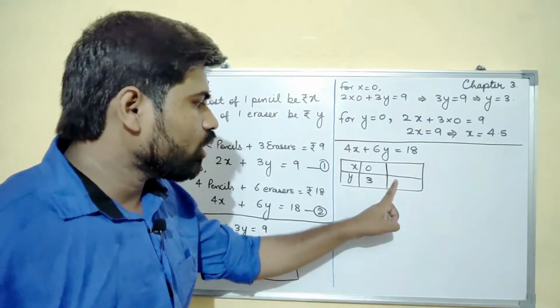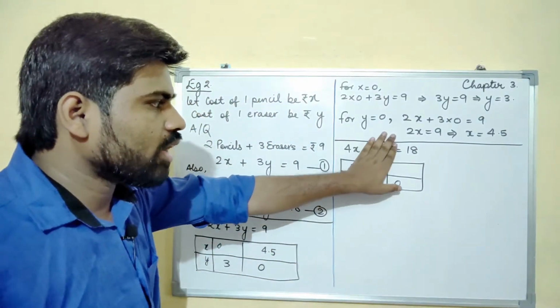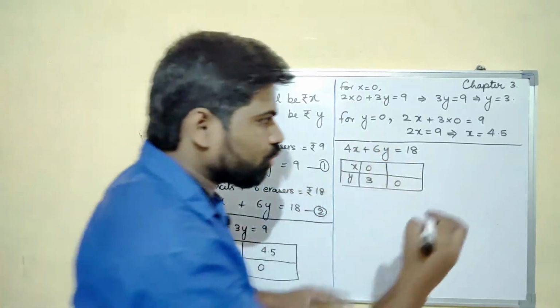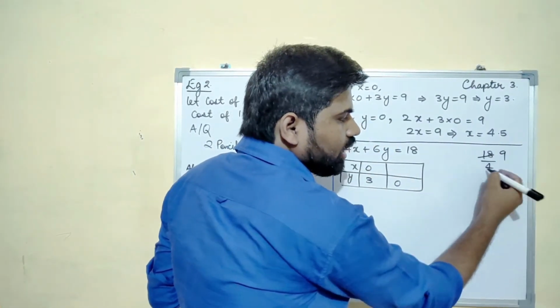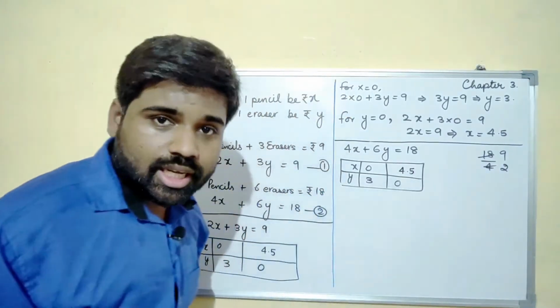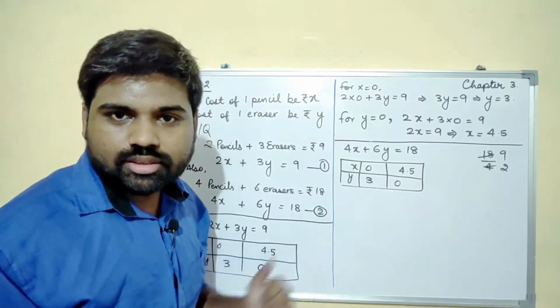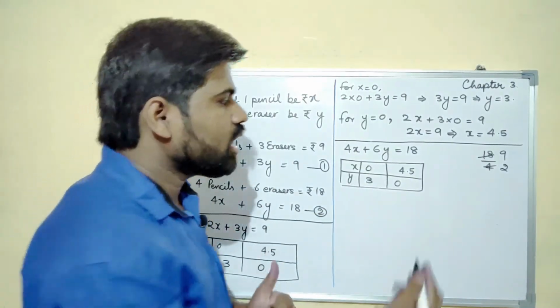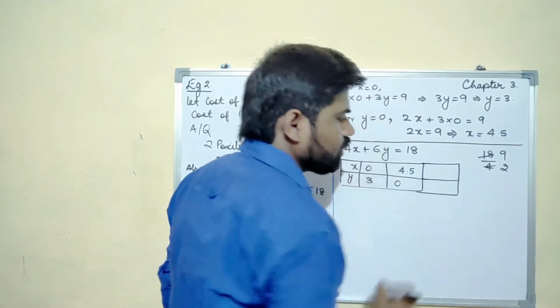Now let us put the value of y as 0. Then you will get the value of x as 18 upon 4. 18 upon 4. So 2 9s are 18 and 2 2s are 4. That means this is also 4.5. Did you see the points for this equation and this equation are the same, right? So let us find another point so that we can make it different.